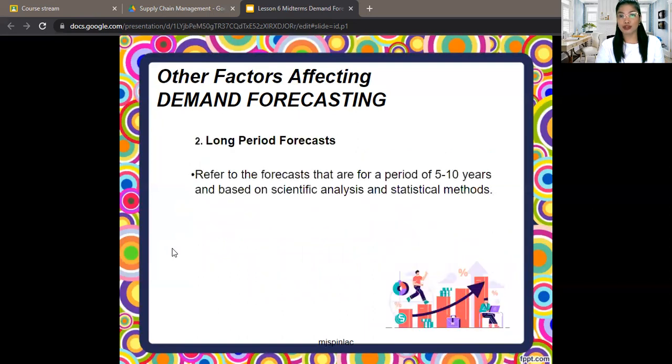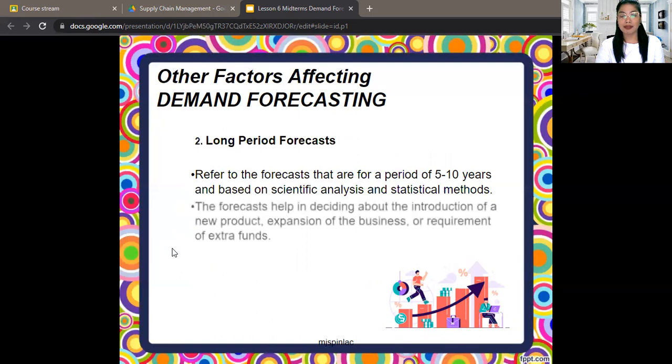Next is long period forecasts. These refer to the forecasts that are for a period of 5 to 10 years and based on scientific analysis and statistical methods. The forecast helps in deciding about the introduction of a new product, expansion of the business, or requirement of extra funds.